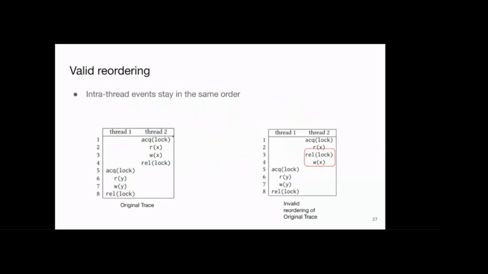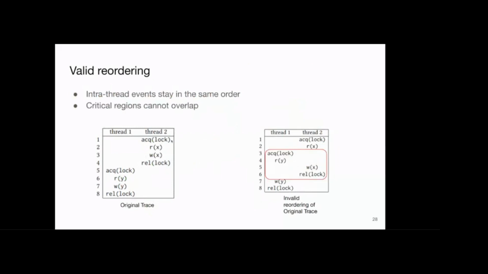The first constraint is that the intra-thread events stay in the same order. We're assuming a sequential memory model here, where on the left we have a trace, and on the right is an example of an invalid ordering. It's invalid because the write event and this release event are in a different order. The second is that critical regions can't overlap. Here we have thread 2 acquiring and releasing a lock, and another thread can't just acquire the lock while another thread holds it. Pretty basic locking semantics.